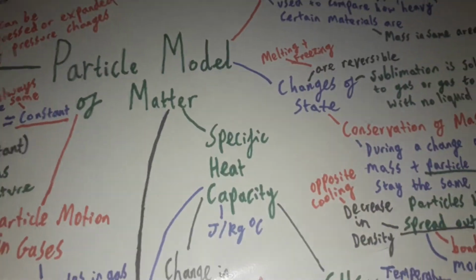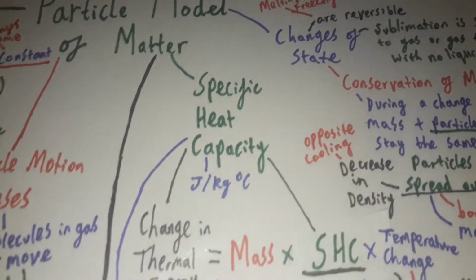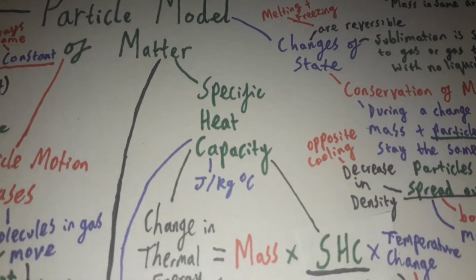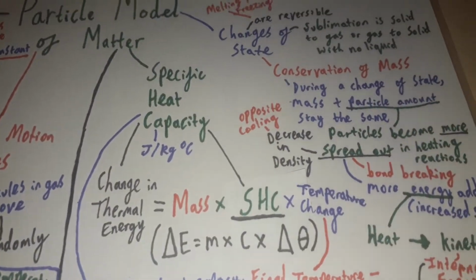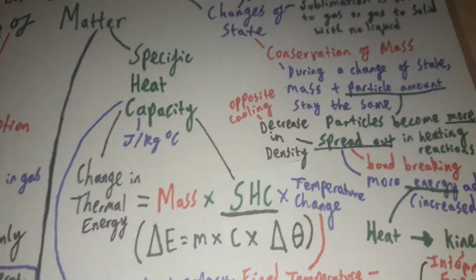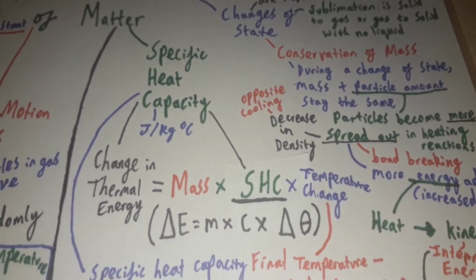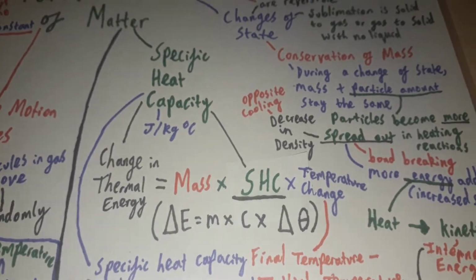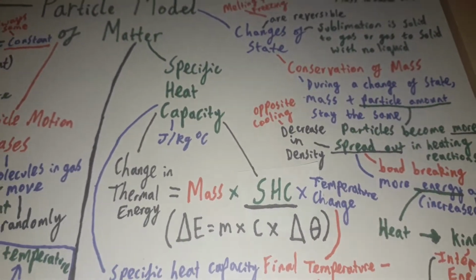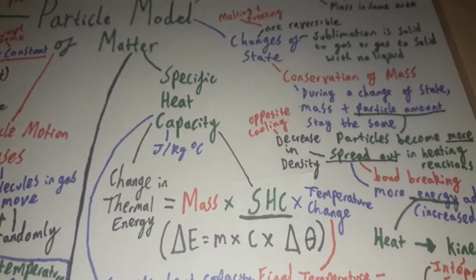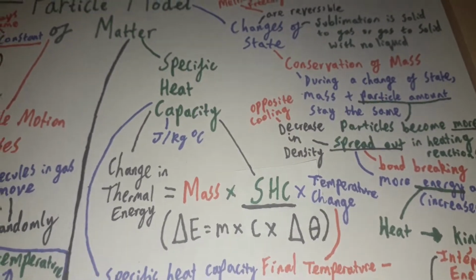So next, the specific heat capacity. This is measured in joules per kilogram per degree Celsius. The equation for this is the change in thermal energy equals mass times specific heat capacity times temperature change. And there are the symbols for it. The E just means energy, and the theta sign, which is like the O with a line through it, just means temperature. So the delta triangles mean change.